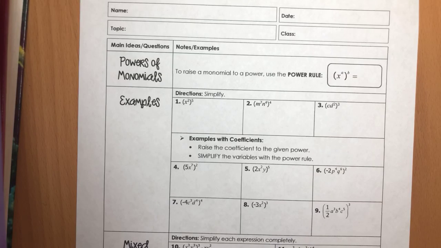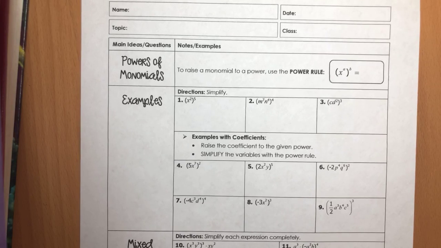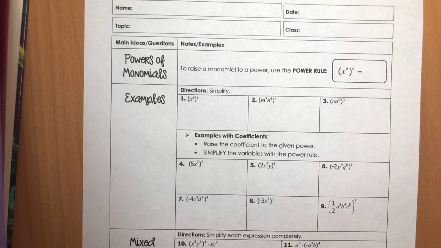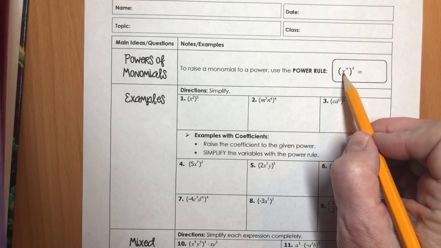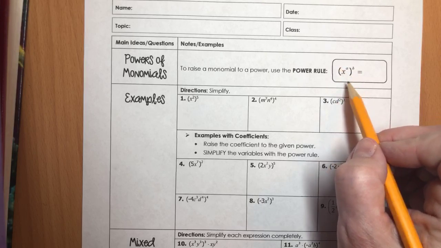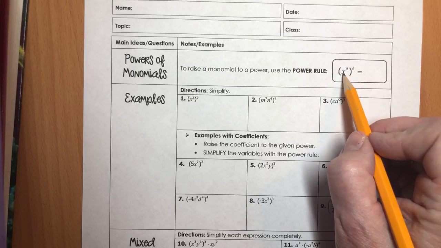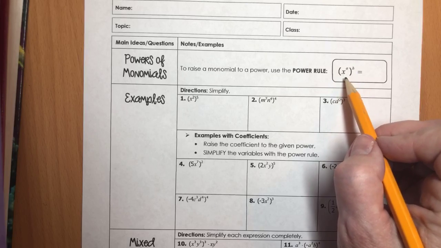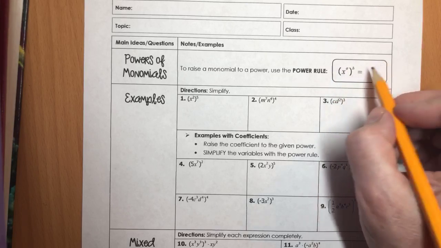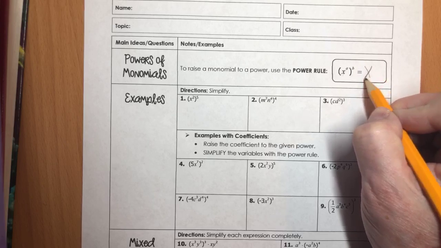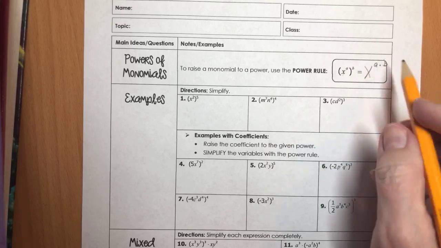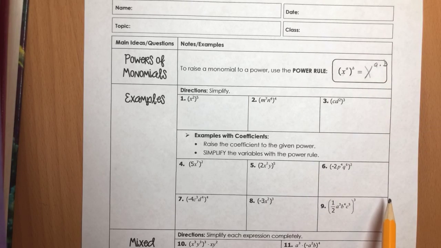This is called a power to a power. Powers of monomials. You're going to raise a monomial to a power using the power rule. We have an x to the a power in parentheses. That's really important. Notice how there's parentheses around the x to the a power, and then outside the parentheses, it's raised to another power, the b power. When you see something like that, you take the a times the b. Now we're actually going to be multiplying those exponents.